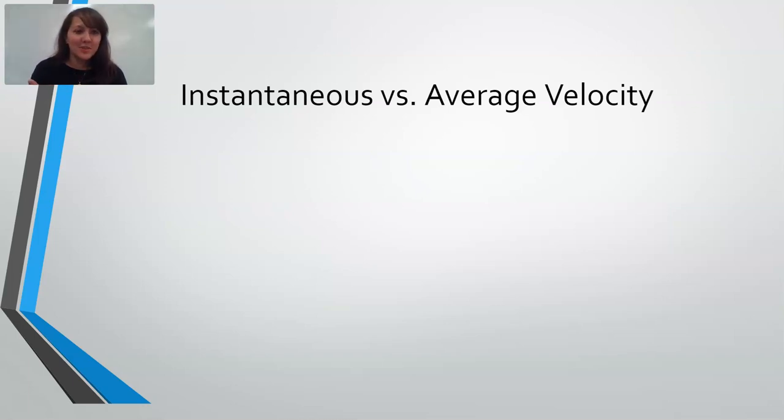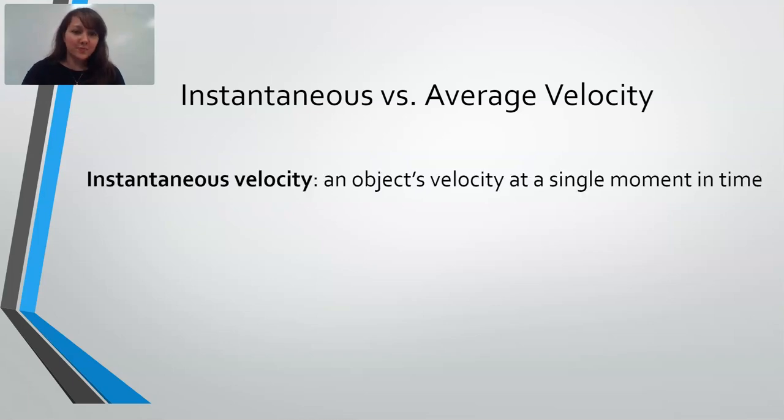And you might have even noticed that with your battery-powered cars, sometimes they'd speed up a little bit, slow down a little bit, get stuck on something. And so that requires us to draw a distinction between different ways of measuring an object's velocity as it's moving along. So one way we can think about velocity is this idea of instantaneous velocity.